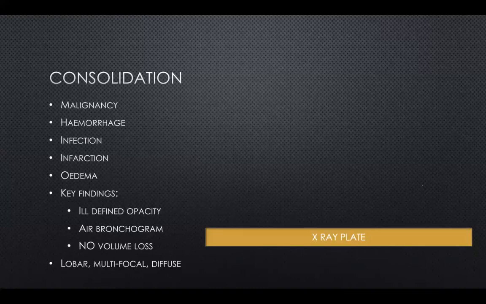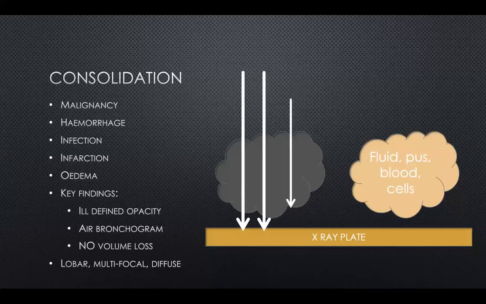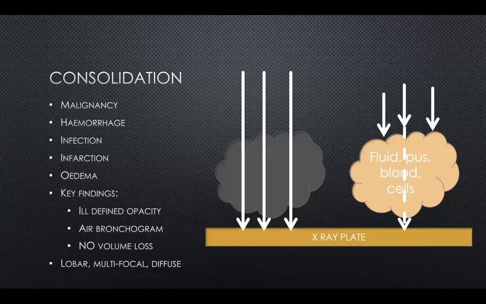So what do we mean by consolidation? Essentially, you've got something blocking the X-ray beams from hitting the X-ray plate, making it appear more white. Now, what could be blocking it? Any number of things. It could be fluid, it could be pus, it could be blood, or it could be cells from a tumor. And you won't be able to really tell on a chest X-ray.